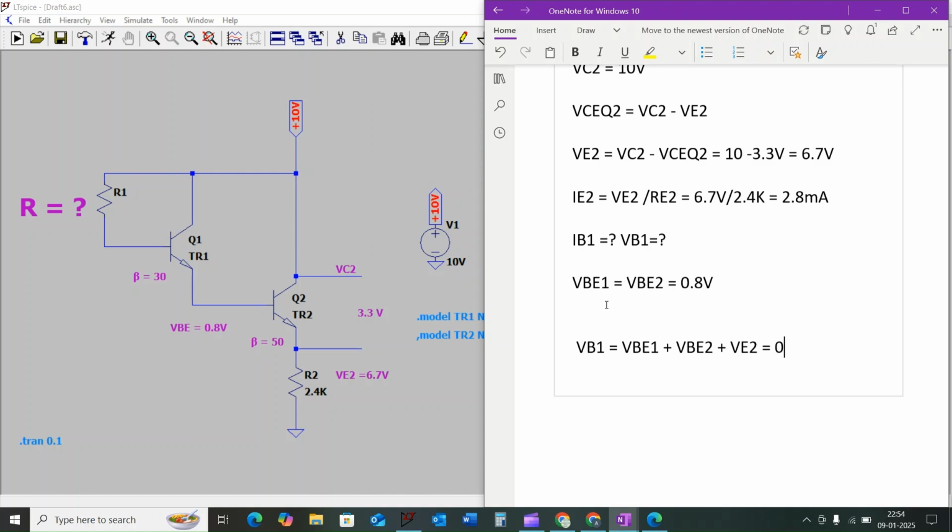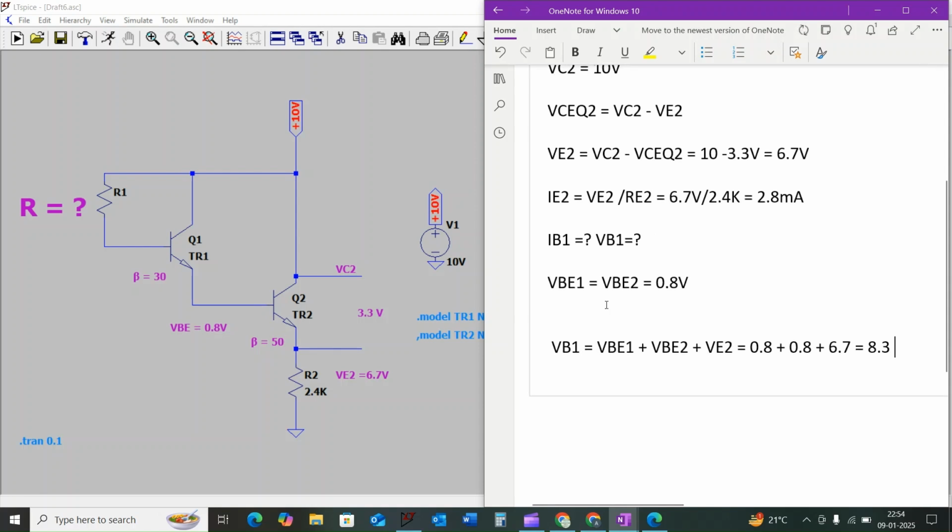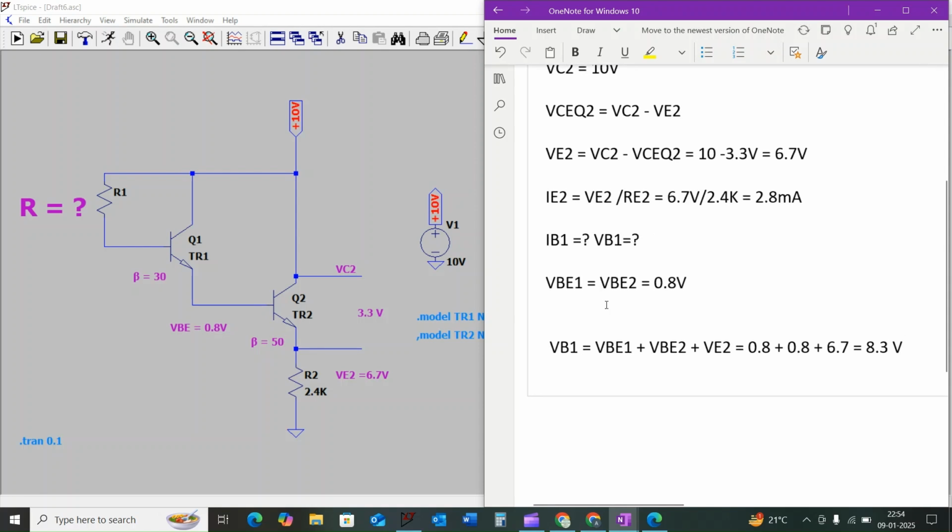which is equal to 0.8 volt plus 0.8 volt plus 6.7 volt, which is equal to 8.3 volt. Therefore, the voltage across the base terminal of the transistor Q1, this is VB1, is equal to 8.3 volt.